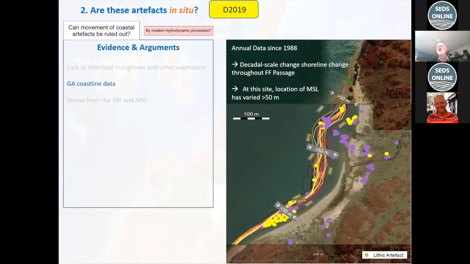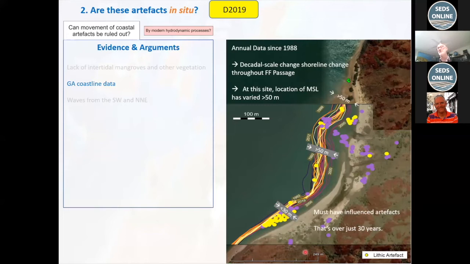And that's the variation that we find across this site, up to 50 metres up here, more than 50 metres down here, and up to about 30 metres down here. But it means at this site, the location of mean sea level has varied by more than 50 metres, including in areas where there are artefacts. So that change in elevation of the shoreline must have influenced artefact mobility.